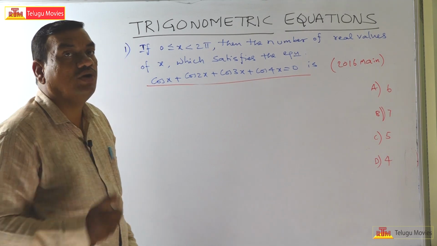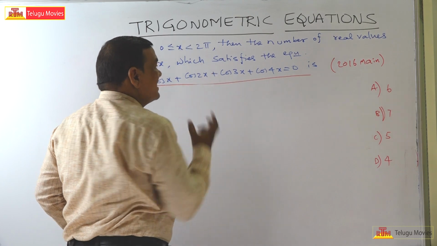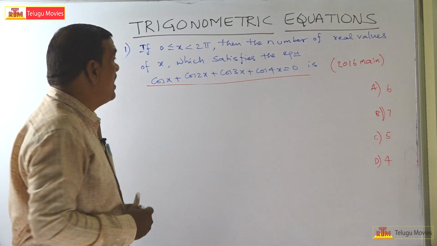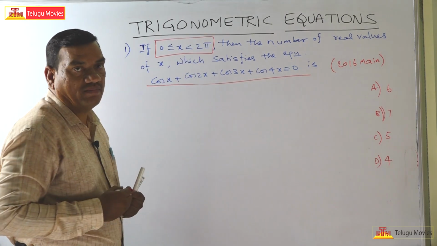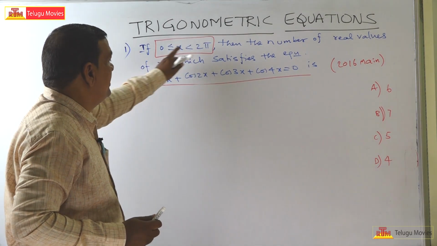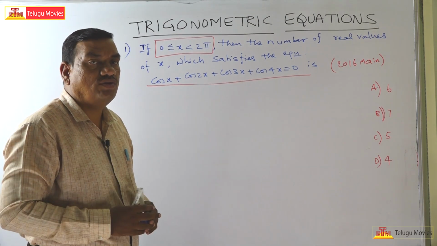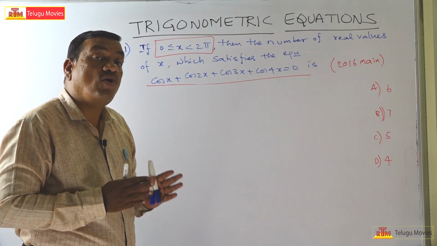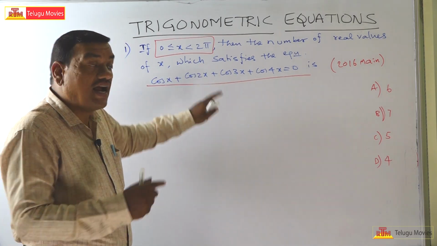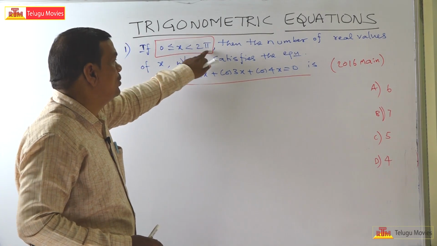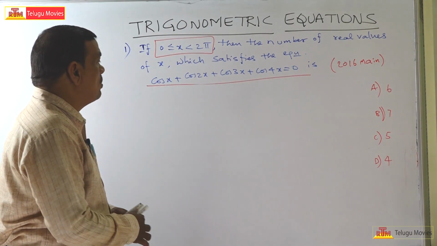Now you have to find the x values such that x lies between 0 and 2π, that means 0 radians to 2π, 360 degrees. You should not take all values, but only the number of values of x which satisfy this equation and lie between 0 and 2π, including 0 but excluding 2π. Now let us solve this problem.